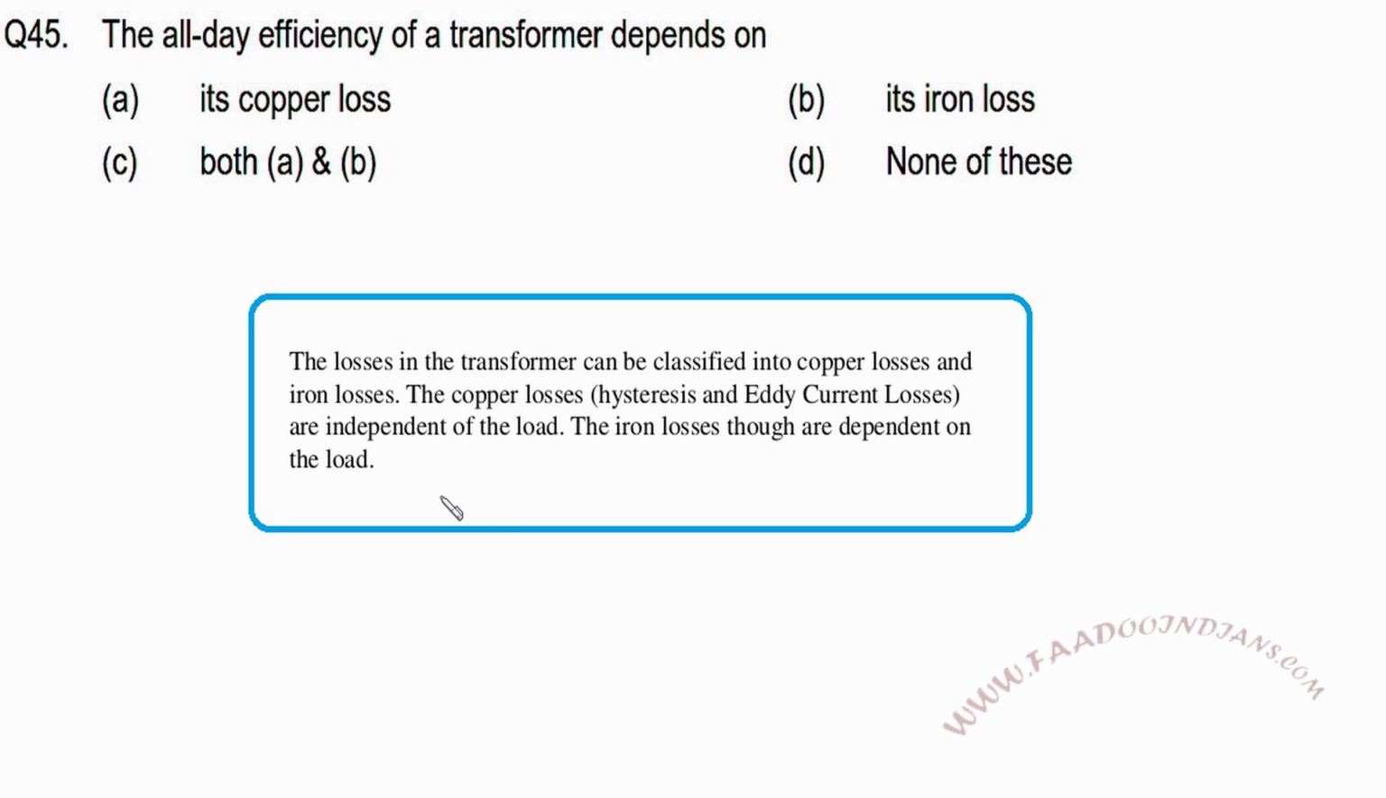So load is always connected whenever we are talking about efficiency, because efficiency of a transformer is output power to the input power. So the answer is both A and B. That is its copper loss as well as its iron loss.